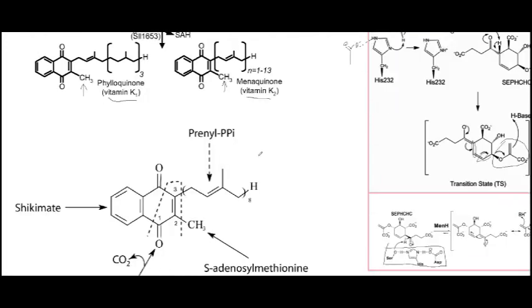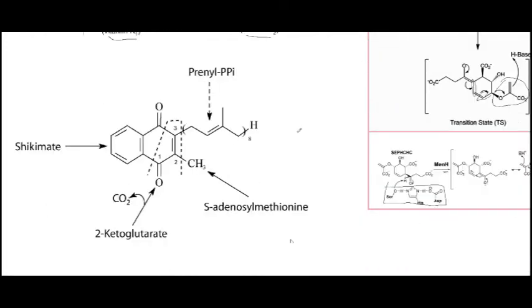And down here is just an interesting little figure I found, which shows on the vitamin K the source of all the atoms in it. And so we know that our long hydrophobic chain is from these prenyl pyrophosphates, which were our geranyl pyrophosphate and farnesyl pyrophosphate, those type of molecules. These atoms all right here come from the Shikimate pathway, which was what this had in common with vitamin E.